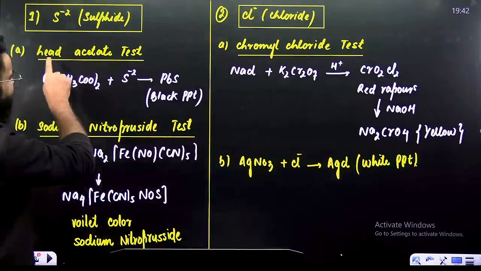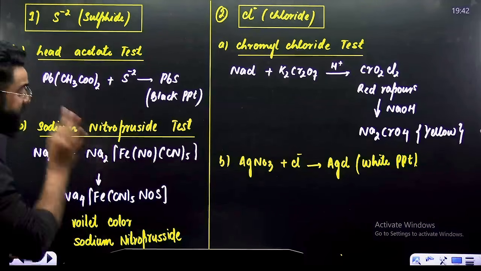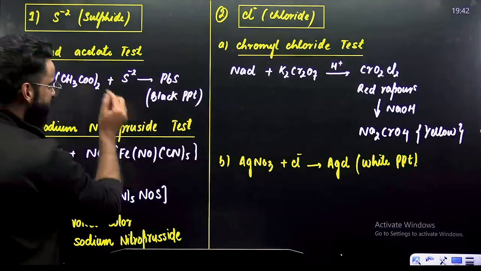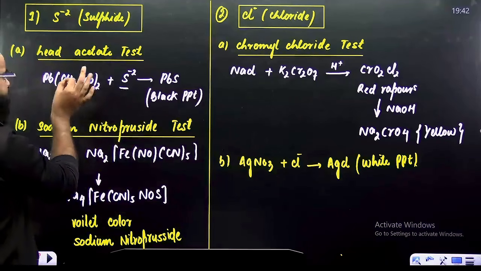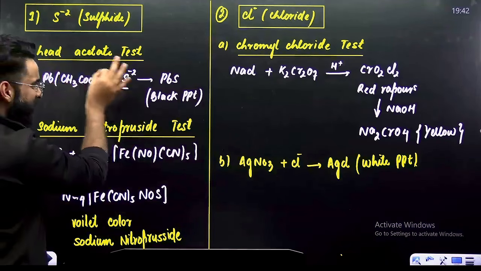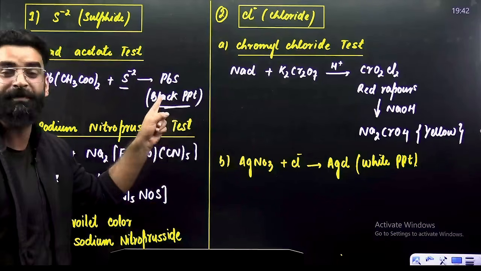My dear students, in the lead acetate test, what happens exactly? Let me tell you, if you have S2- in a container, and you introduce lead acetate into that container, what does it form? That leads to the formation of a black PPT, black precipitate.